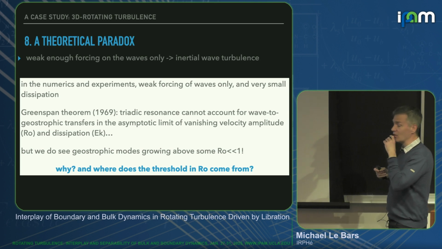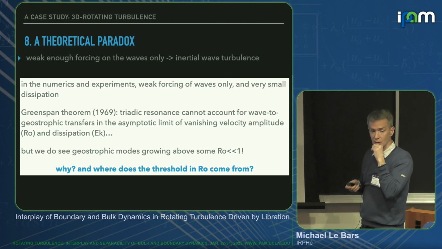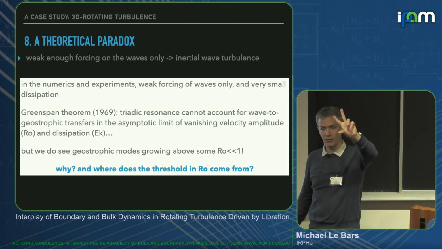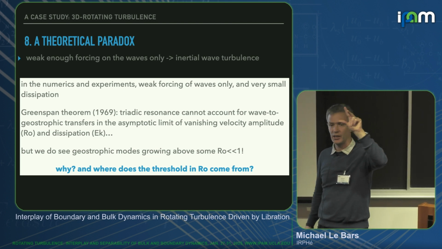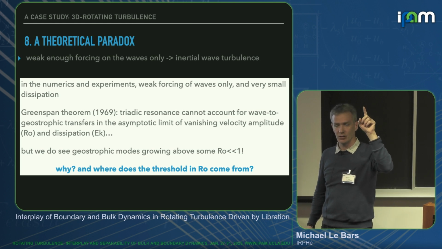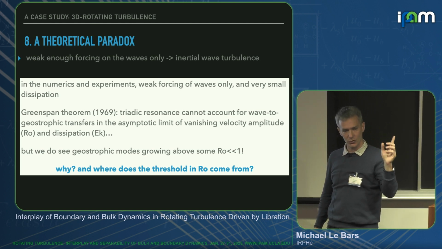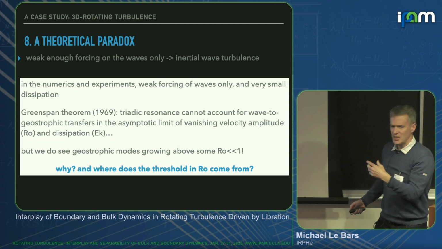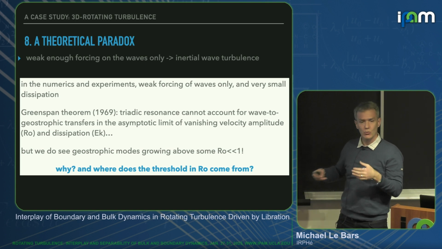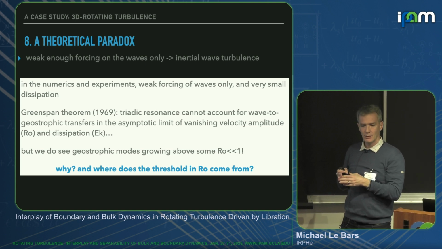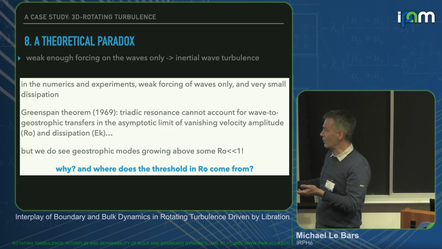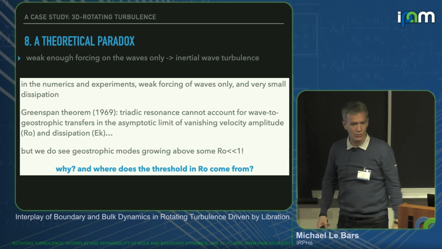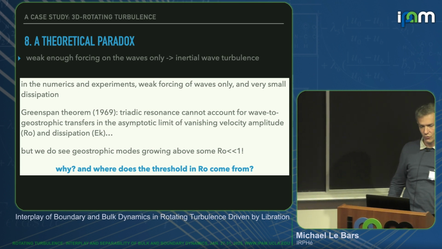This actually is kind of a theoretical paradox because there is a famous Greenspan theorem from '69 that says that if you have triadic interaction only, then there is no resonant triadic interaction capable of transferring energy into the geostrophic mode. So this is problematic because in most cases we do see that, and it's just opposite to the theory. So how, why, and where does the threshold in Rossby number John was asking about come from?